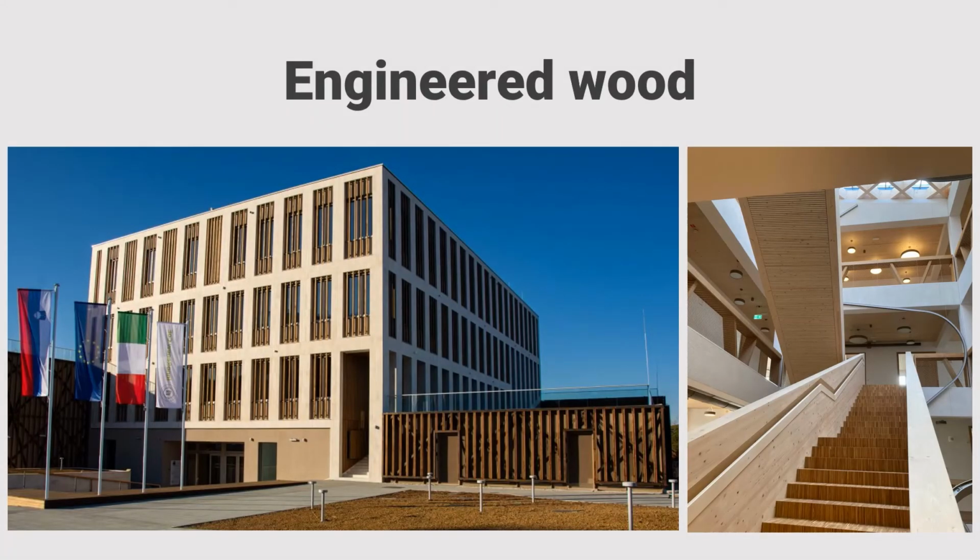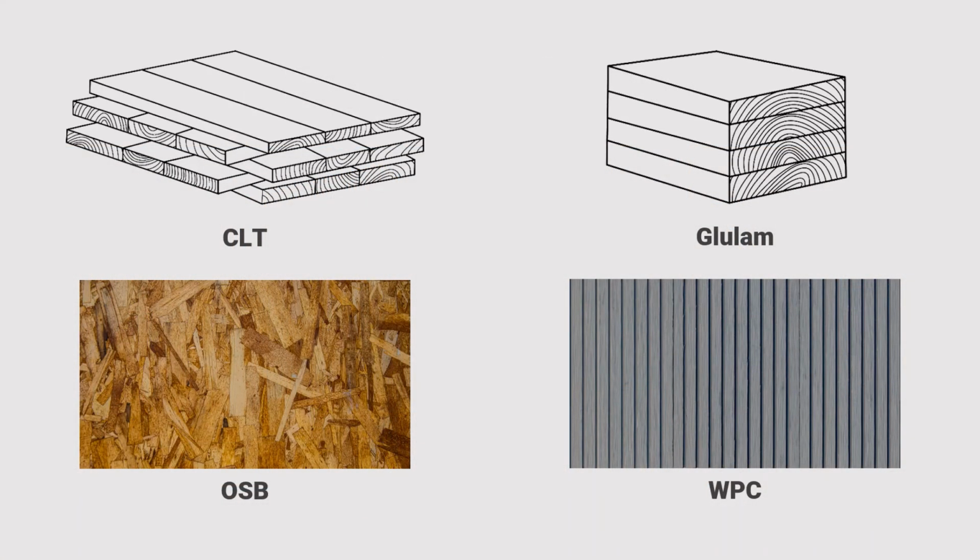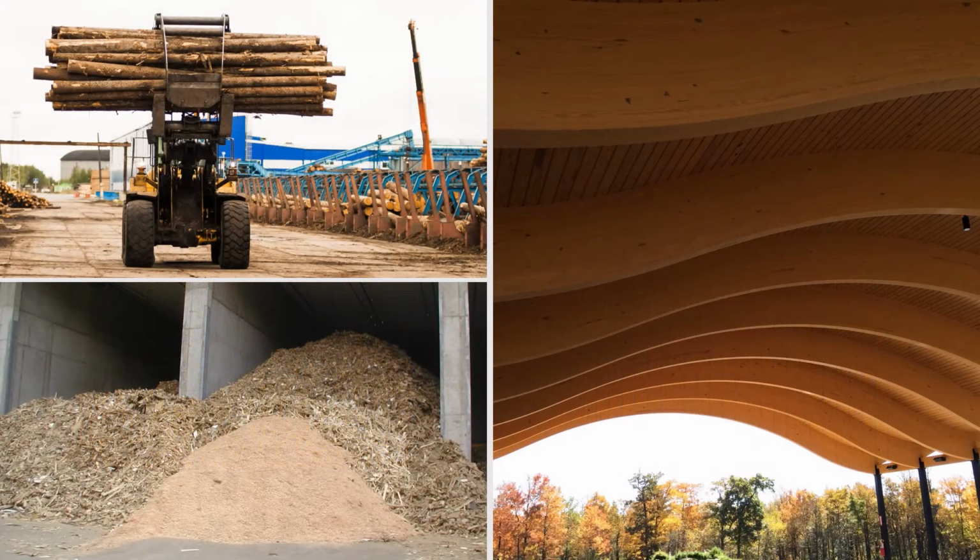Another solution that offers improved mechanical properties is wood-based composites. Engineered wood is a great innovation that has been gaining popularity over the last years, especially in the context of tall timber construction. By combining layers of timber and other materials, engineered wood products like cross-laminated timber, glue-lam, oriented strand boards, wood plastic composites, and many others allow us to use smaller trees and waste from wood processing, make the material stronger, more uniform, and more pliable, and expand its potential uses.